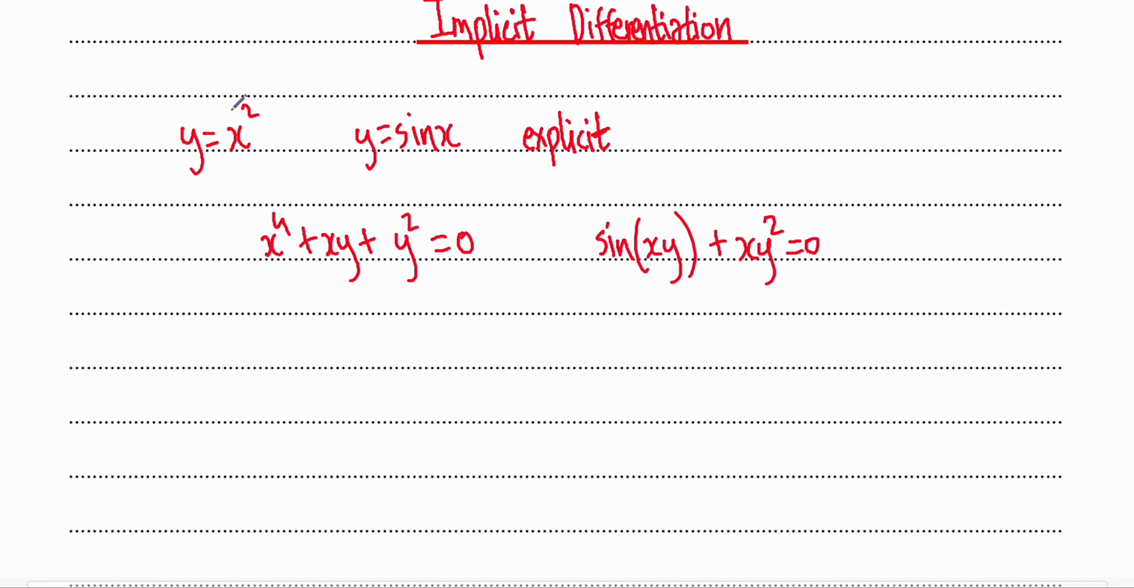Over here, y is in terms of just x. Here, y is in terms of just x. But here, x and y both combine to give you something else. It doesn't have to be equal to 0, by the way. It can be equal to something else. It can be x to the 4 plus xy plus y squared equals 25, for example, right?